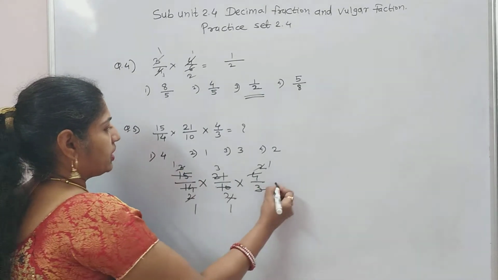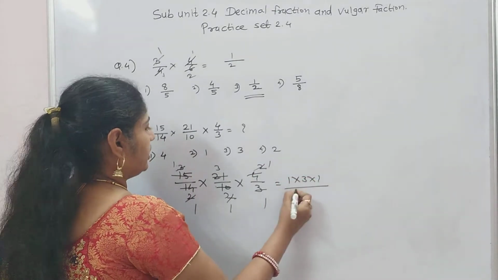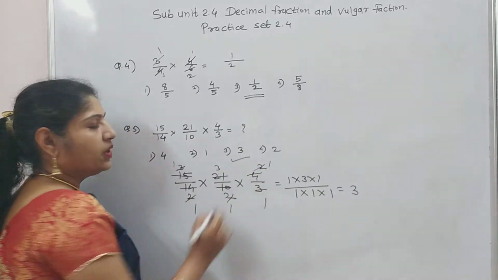Now look at the numerator. 1 into 3 into 1. In denominator 1 into 1 into 1. So answer is 3. Option number 3.